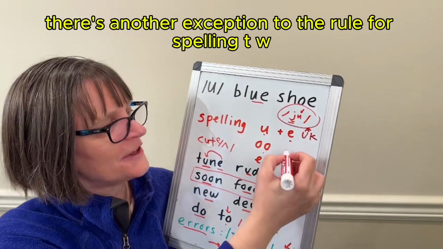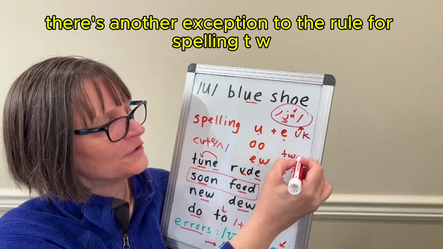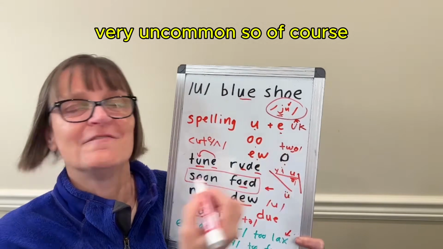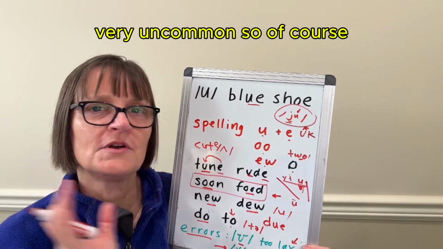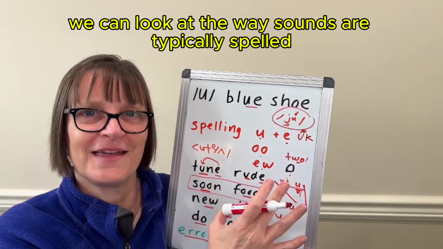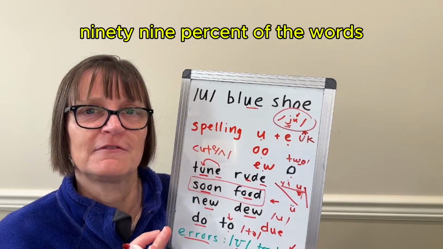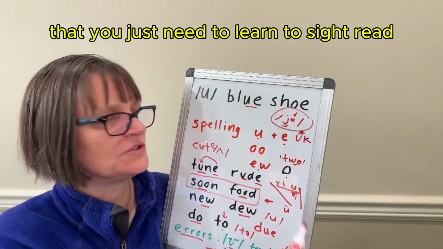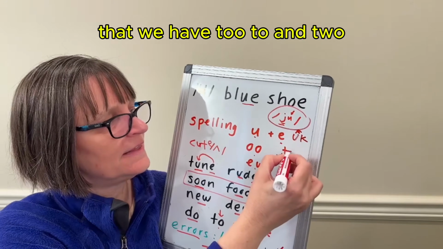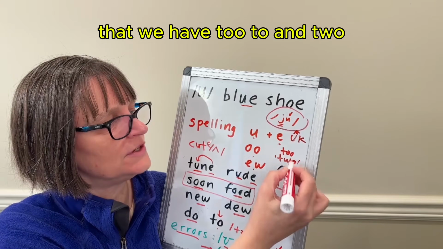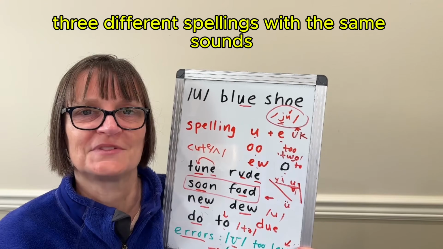So there's another exception to the rule for spelling: TWO. Very uncommon. So of course, we can look at the way sounds are typically spelled, and that will help you with 99% of the words. And then there's certain words that you just need to learn to sight read, that we have "two", "too", and "to", three different spellings with the same sound. That's English for you.